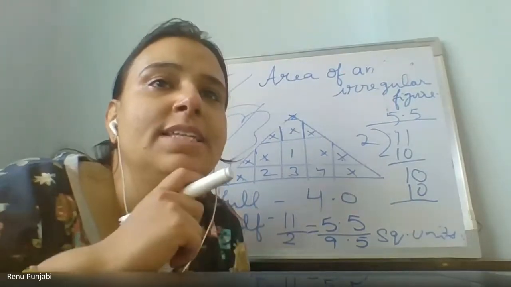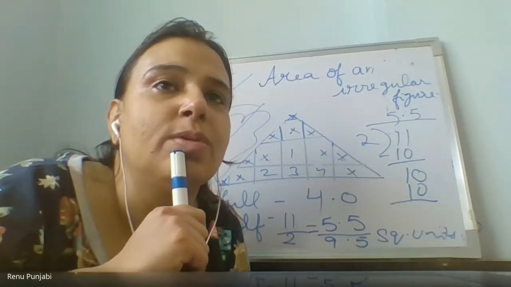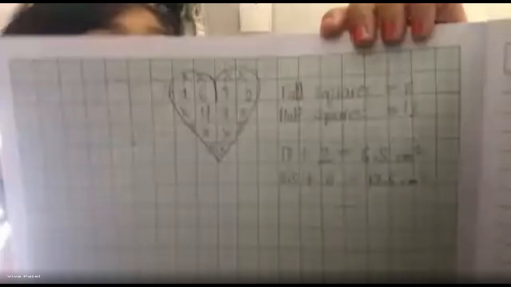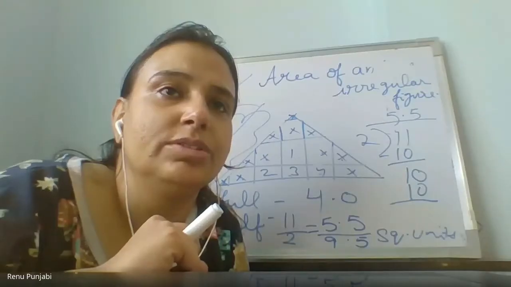Ma'am, can you see mine? Yes, please, Viva. Viva has done a very nice heart shape. Yes, Viva, what is the area? How many full squares are there? Ma'am, I have also done a heart shape. I will come to you. 6 full squares and half squares there are 13. So 13 divided by 2 is equal to 6.5 square centimeters. 6.5 plus 6 is 12.5 square centimeters.